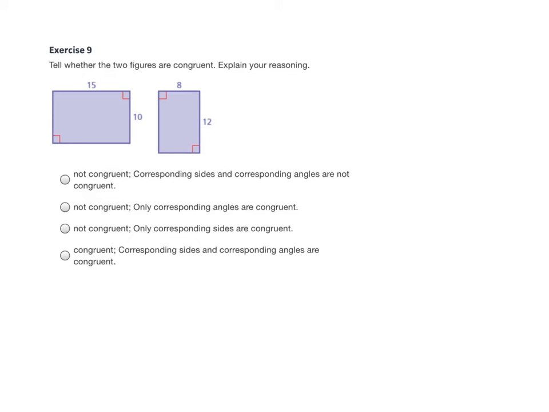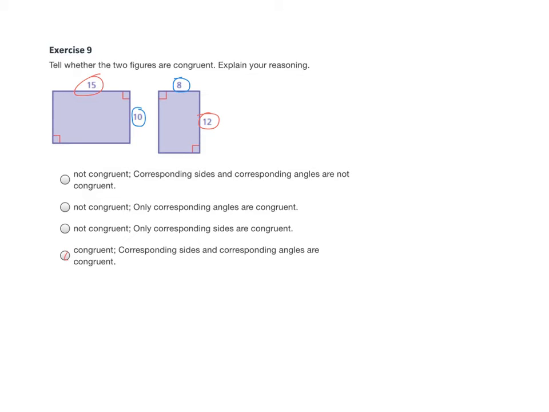Tell whether the two figures are congruent. Well, they have to have same shape, same size, so yes, they're both rectangles, but the short side of the rectangle is 10 and 8. Those would both have to be either 10 or they would both have to be 8. The long side of the rectangle, here we've got 15 and here we have 12. So they don't have the same side length. So we know that these are not congruent.